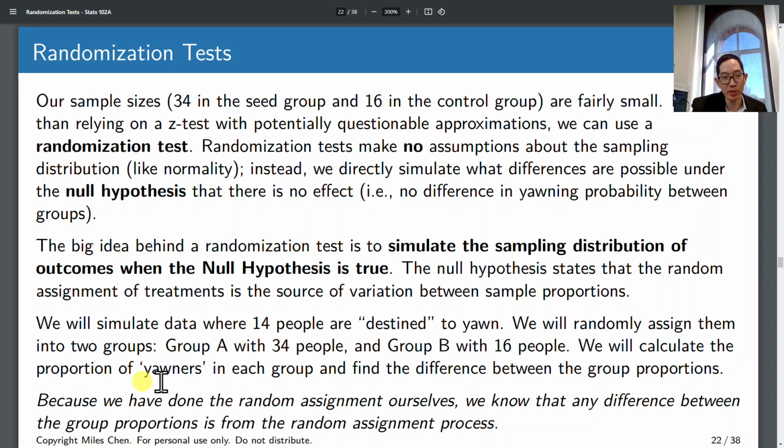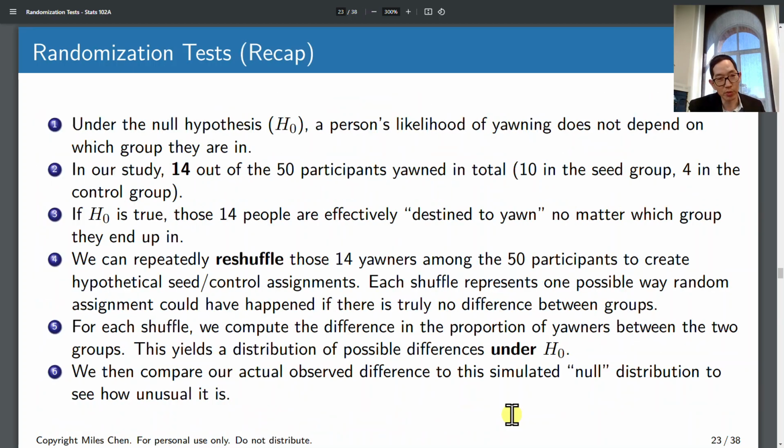And here, because we did the random assignment ourselves, we know that who ends up yawning in each group, the difference between the group proportions is just a result of the random assignment process. So this is going to give us an idea of what kind of values we could get from randomization if the null hypothesis were true.